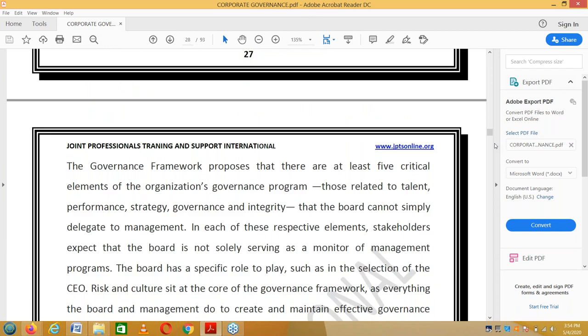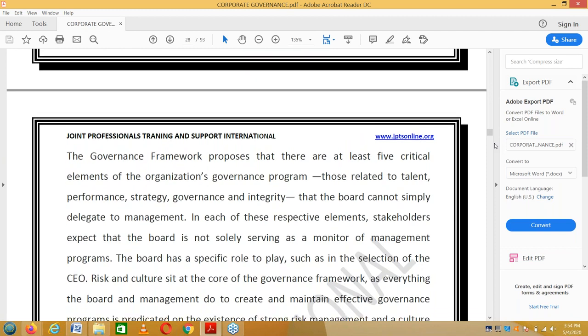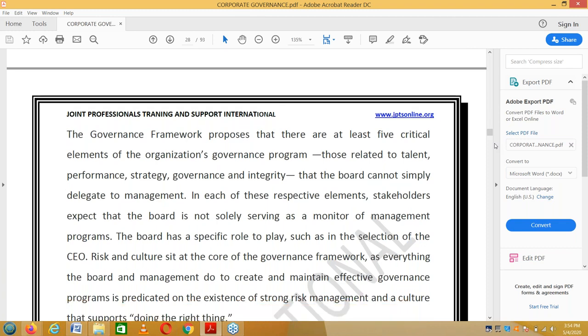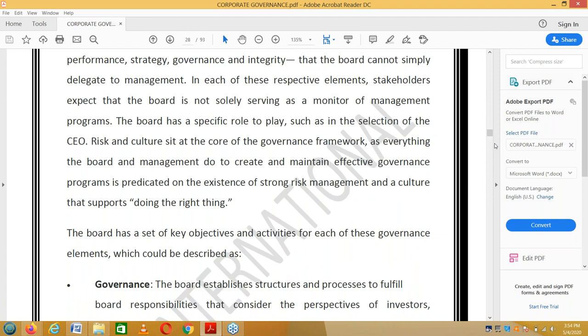Those related to talent, performance, strategy, governance, and integrity that the board cannot simply delegate to the management. In each of these respective elements, stakeholders expect that the board is not solely serving as a monitor of management programs, that the board has a specific role to play, such as the selection of the CEO, that's the head of the corporation.